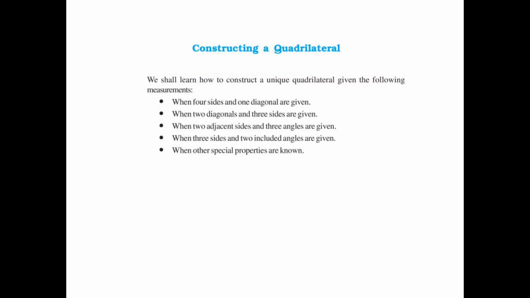When 2 diagonals and 3 sides are given. When 2 adjacent sides and 3 angles are given. When 3 sides and 2 included angles are given. When other special properties are known. So let us learn about them one by one with the help of the questions given in the exercise.